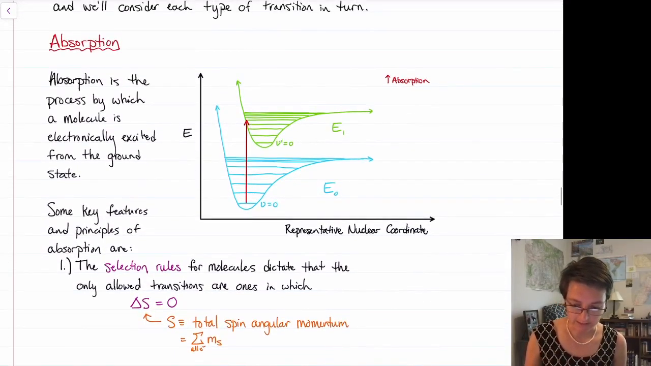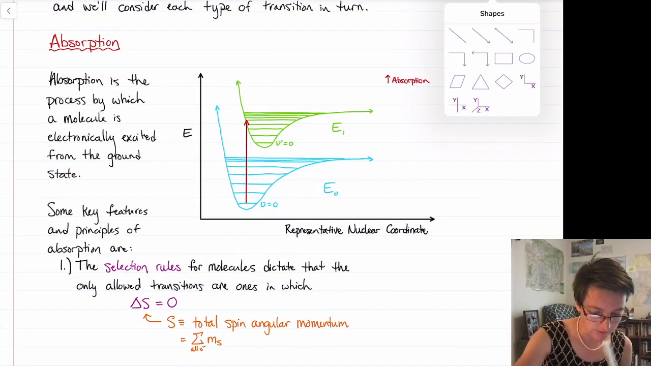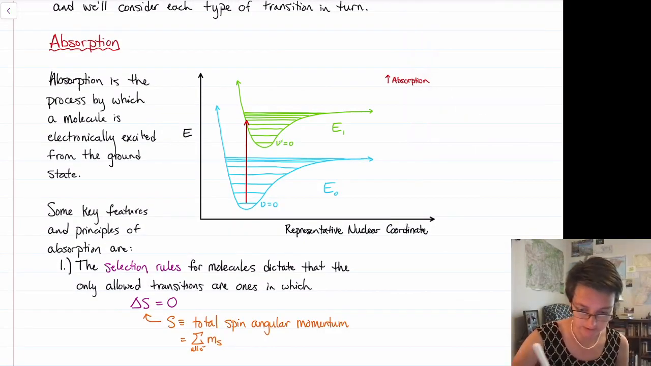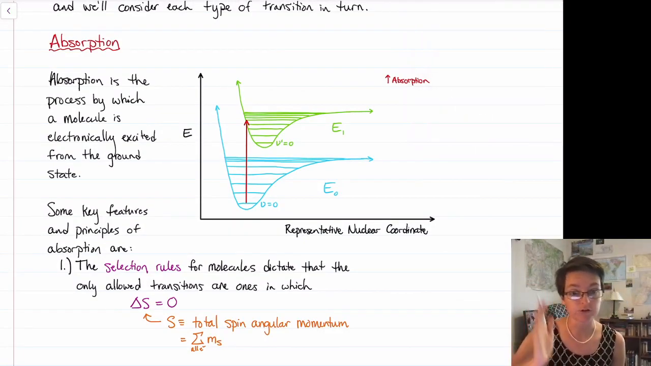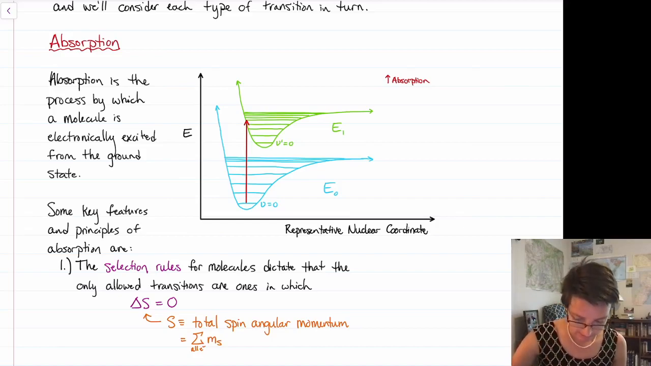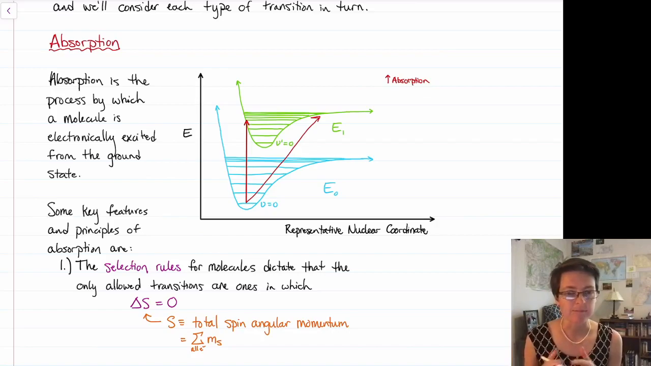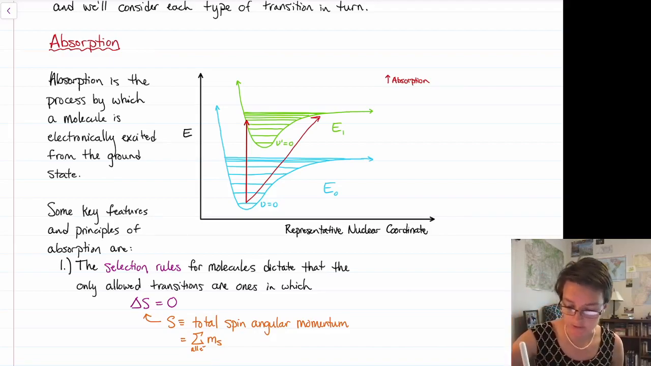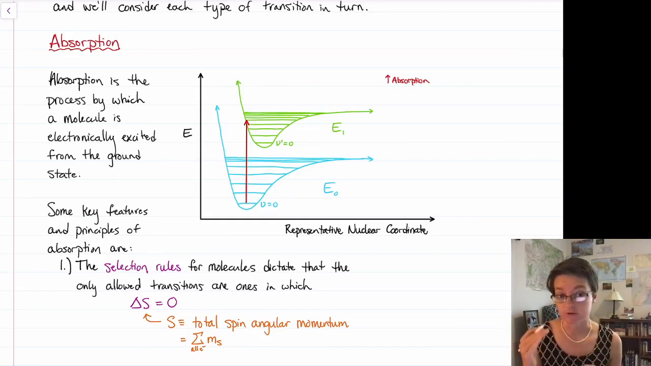And you'll notice on my diagram above, I chose to depict that absorption transition using a vertical arrow, because a diagonal arrow would indicate that somehow my molecule is simultaneously changing both its energy or its electronic state and its bond lengths or its geometries. And that doesn't happen. Absorption is a vertical process.